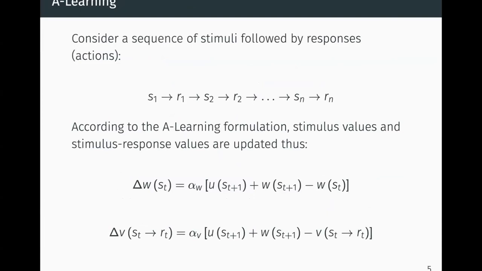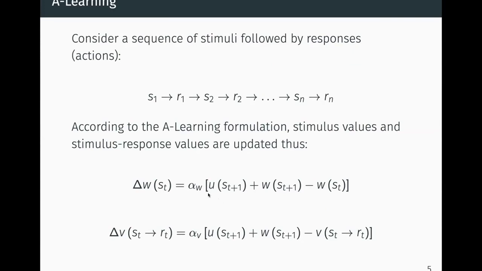The learning model is quite simple to understand. I'm usually skeptical of including equations in my slides, but these are fairly simple. Consider that you have a sequence of stimuli, and they are followed by responses or actions. So stimulus S1 followed by action R1 leads to stimulus S2, and so on. This formulation relates the value of a stimulus to the value of whatever comes next.